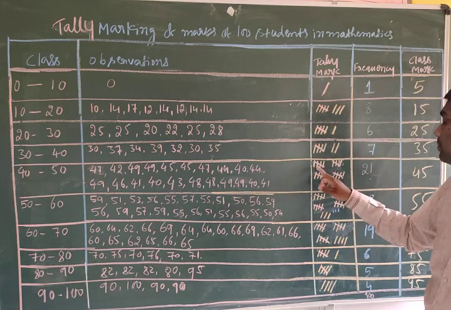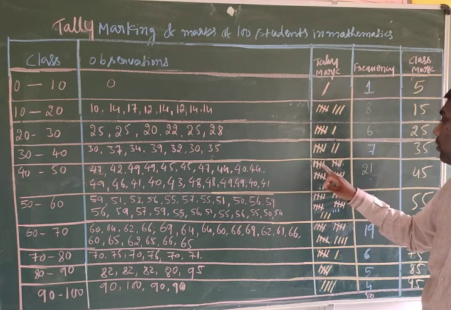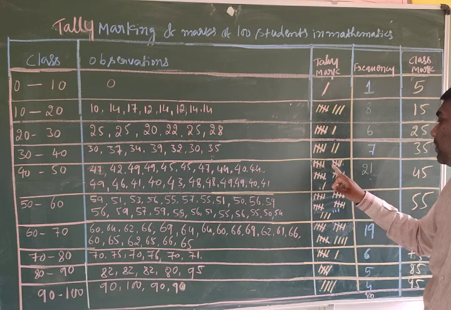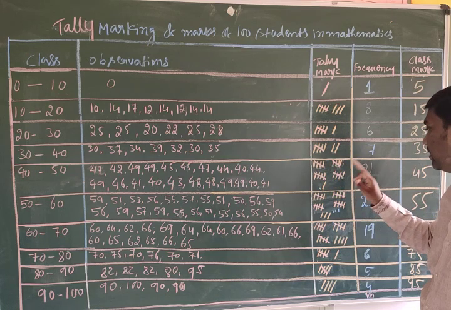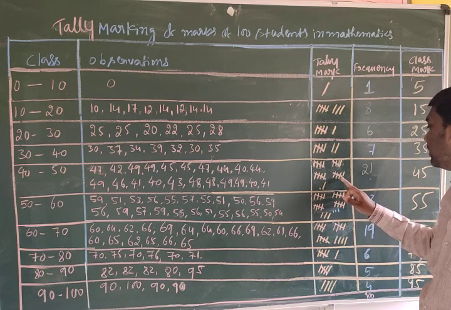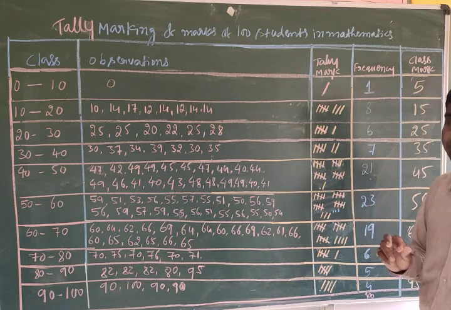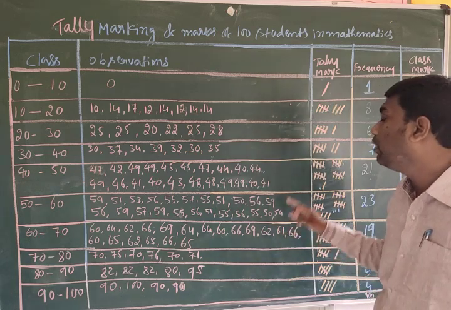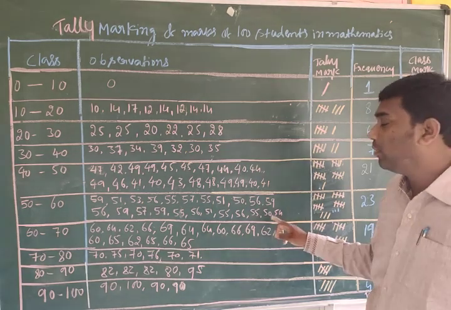Okay. This time, see, 1, 2, 3, 4. This is fifth. This is a tally group. So 5, 6, 7, 8, 9, 10, 11, 12, 13, 14, 15, 16, 17, 18, 19, 20, 21. Okay. Then how many are 50 to 59? 50 to 59 marks. How many are got?